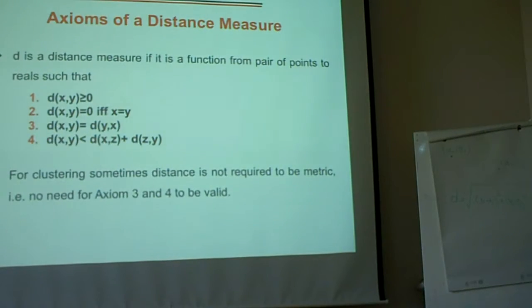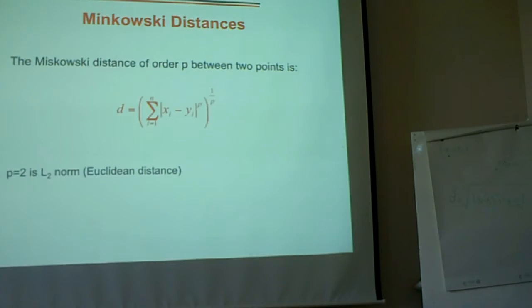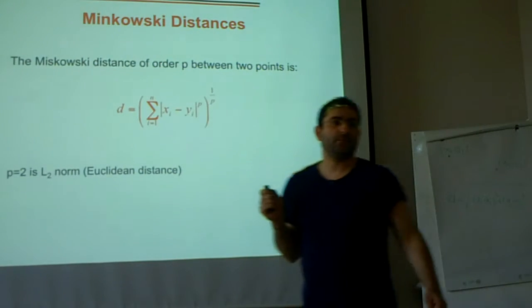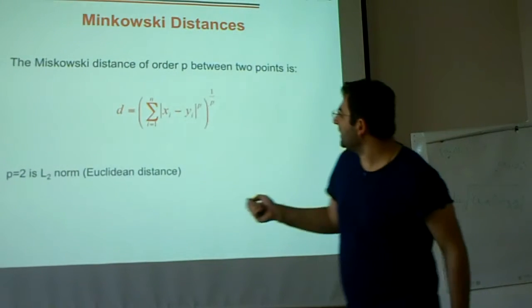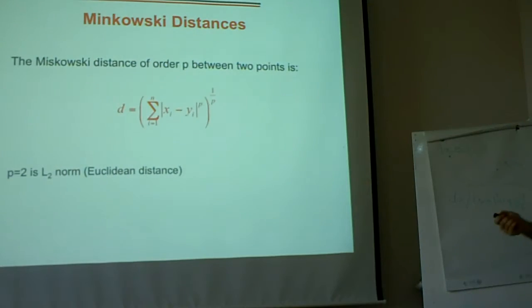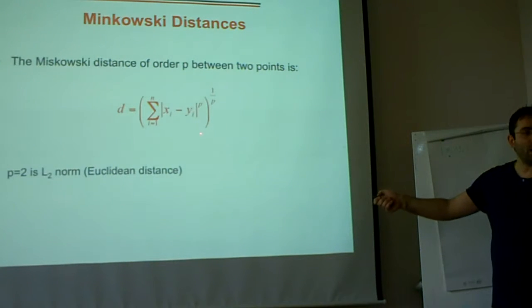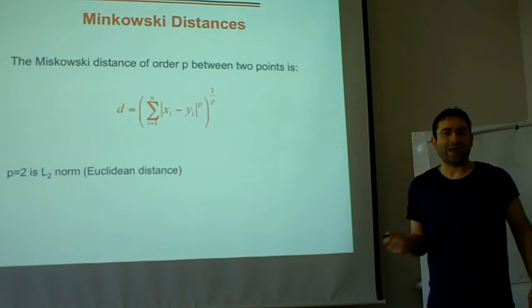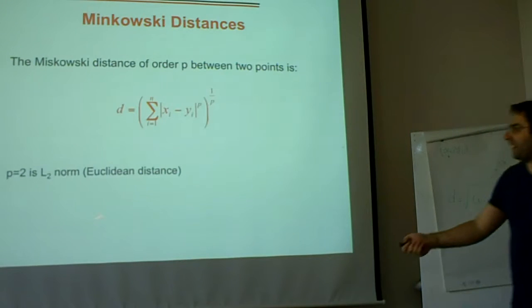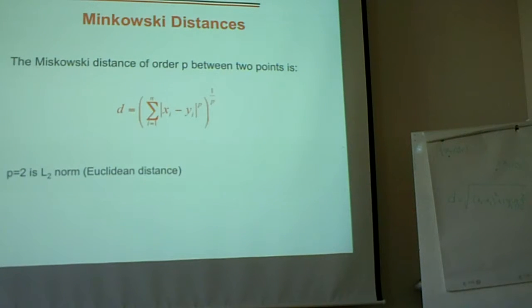Now, very simple one. Minkowski distance of order P. How do we calculate it? Again, it's Euclidean type because it depends on the location. It is the sum of |xi minus yi| to the power of P, and we take the root of P. And if P is equal to 2, we have the L2 norm, the traditional Euclidean distance.